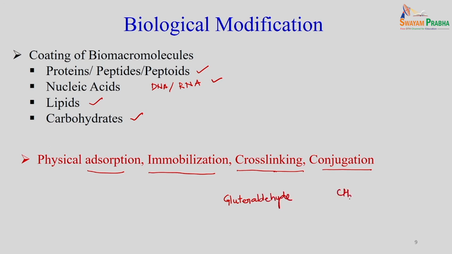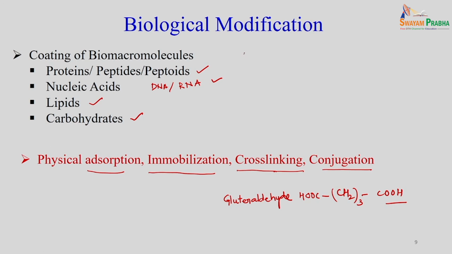So, it is like CH2 whole 3 COOH, and again this HOOC. So, it is a bifunctional. One functional group can bind to the surface, one functional group can bind to the protein or biomacromolecule.